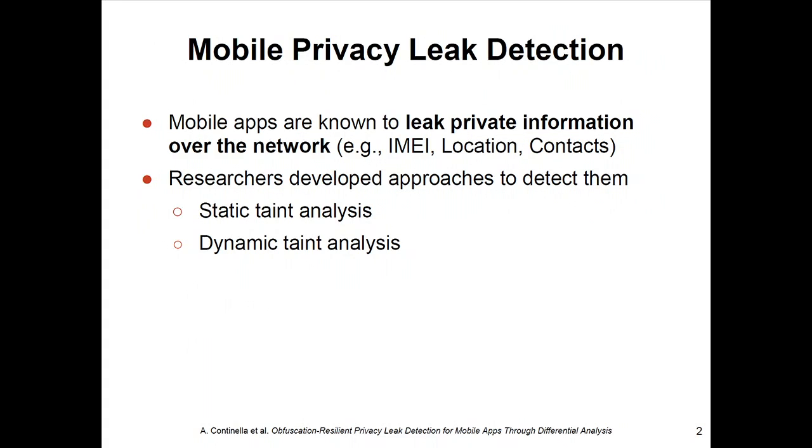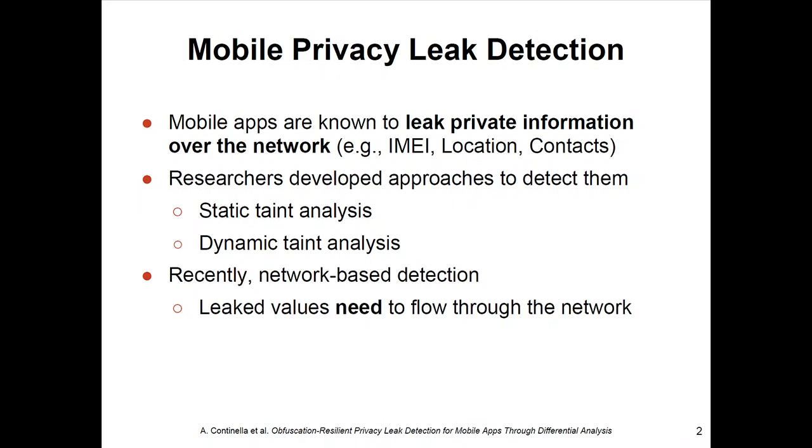For example, static taint analysis can be defeated by obfuscating the app, and dynamic taint analysis can be defeated by interrupting the flow between a source and the network sink, for example, by using native code. Thus, researchers recently proposed a new approach that analyzes the apps from the network perspective. The intuition behind this is that no matter how the applications are obfuscated, the leaked values have to be in the network.